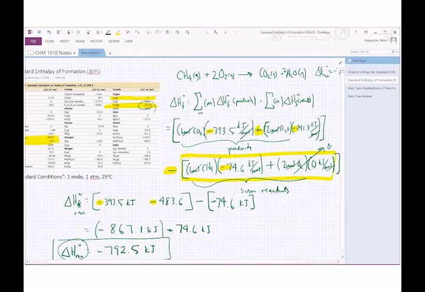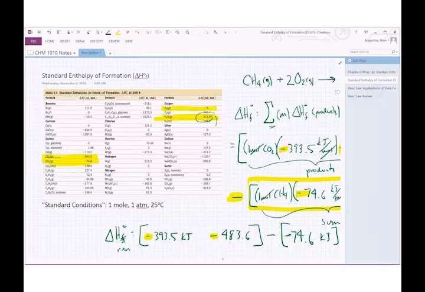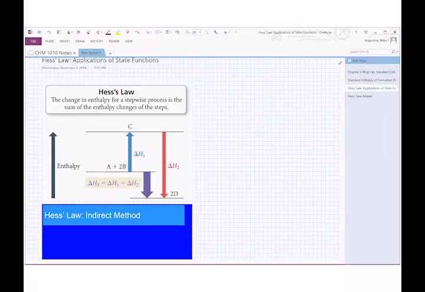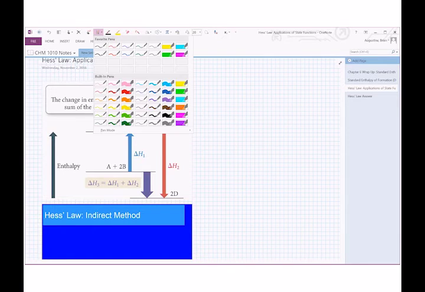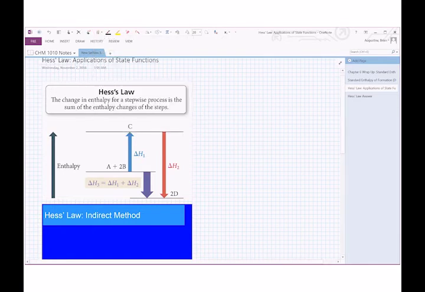Okay, so that wraps up standard enthalpy of formation. Let's go to Hess's law. Hess's law is sort of similar, and takes advantage of the fact that delta H is a state function. So let's pretend I've got some chemical reaction, it doesn't really matter what it is. I'm going from step A to step B, all right?